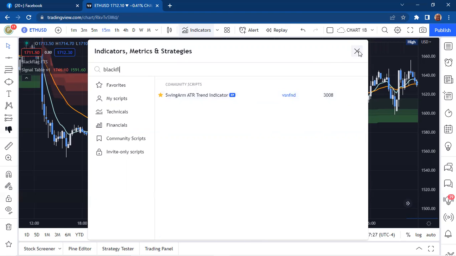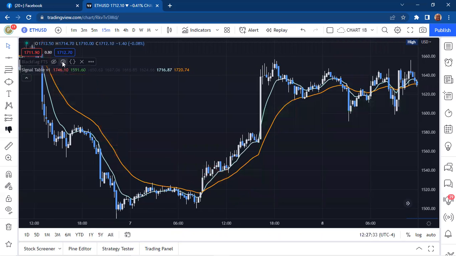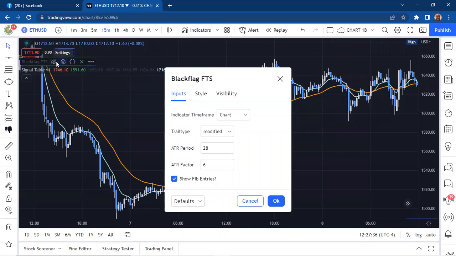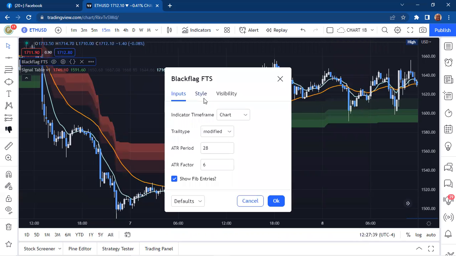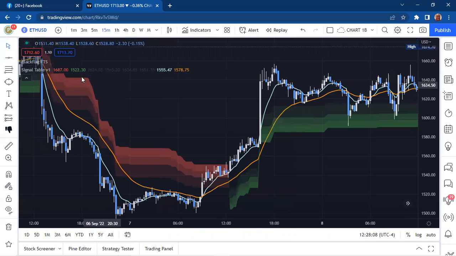Now, when you get the indicator, which is this one, for the parameters as far as setting it up, when you go to inputs, you want to change the ATR factor to 6, because I think it defaults to 5. So you're going to change it to 6, and then click OK. But as far as the style is concerned, you want to take off all of this stuff. You want to unclick it, right? Just make sure that you don't have all this stuff here, because it'll confuse the reading. So make sure all those boxes are unclicked.